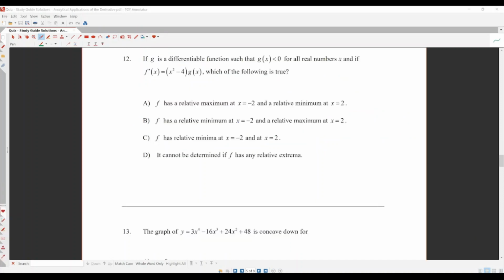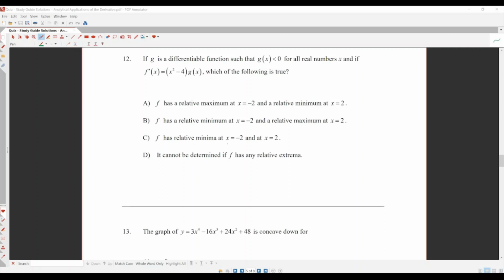All right, let's take a look at number 12. If g is a differentiable function such that g is less than 0, so g is negative for all real numbers x, and if f prime is x squared minus 4 times g of x, which of the following is true?